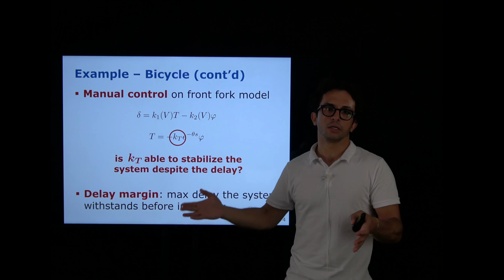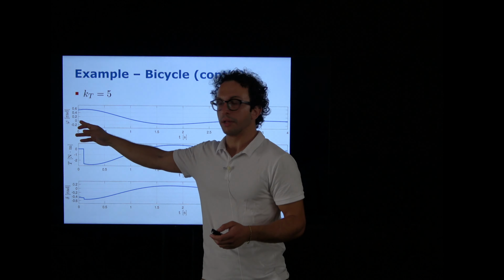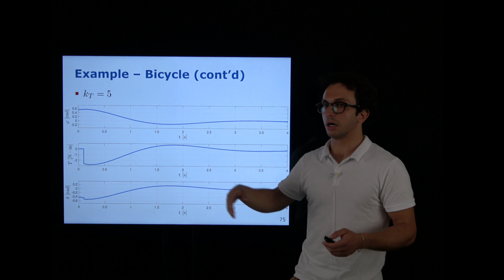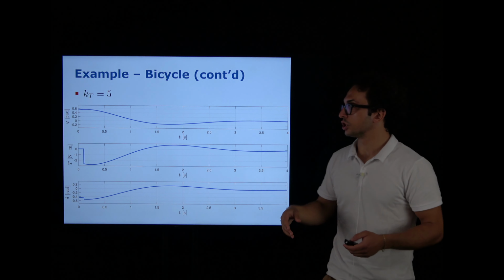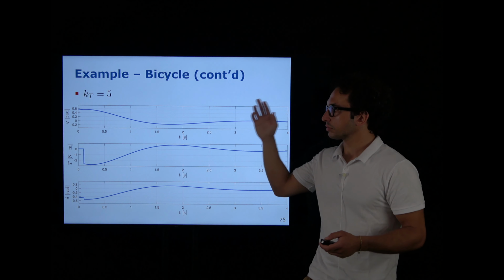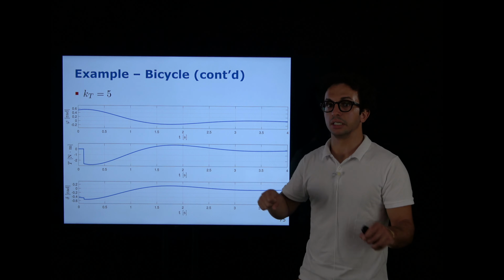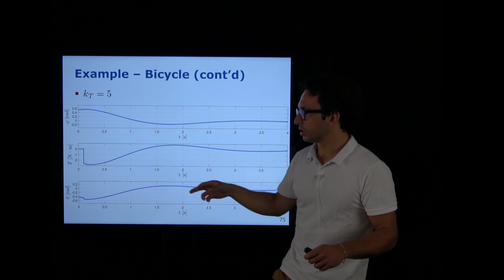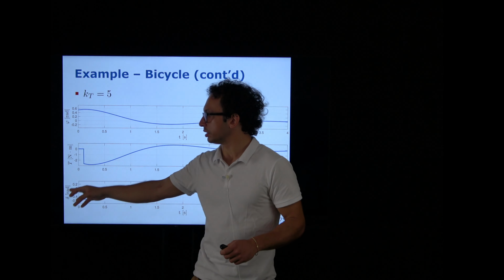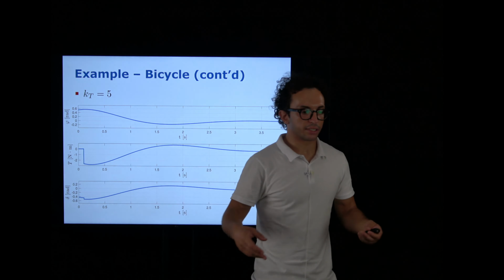So what does the simulation look like? We used a certain K equal to 5. Here you can see that the system starts from a certain phi, which is half a radian, basically. And you can see the torque and the delta, so the steering. And you can see this step here. This step here is the delay. So in this we used a delay of 0.1 seconds.